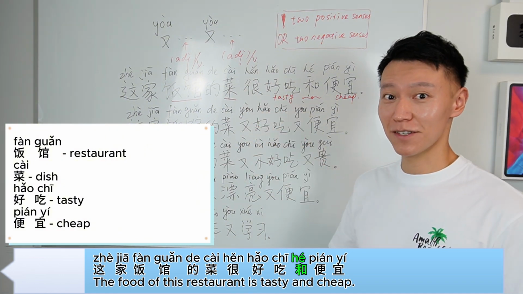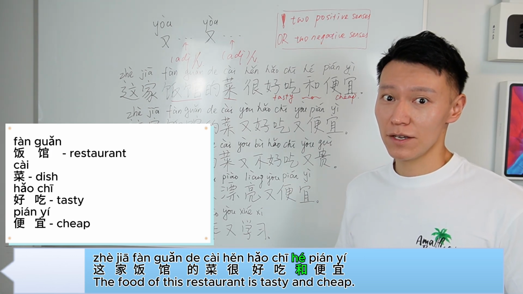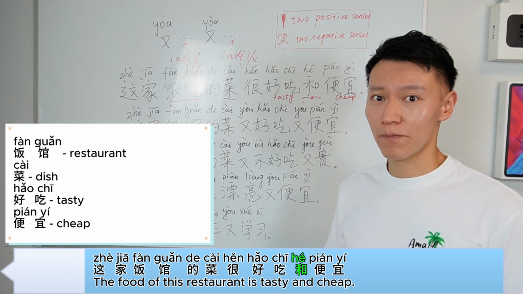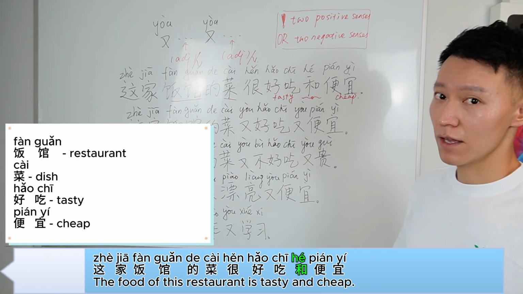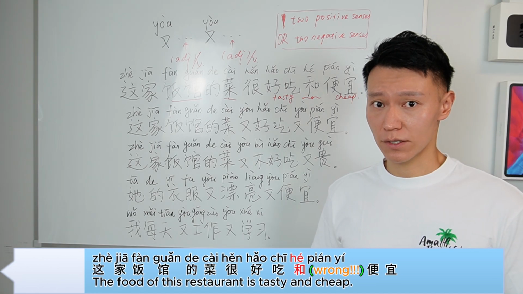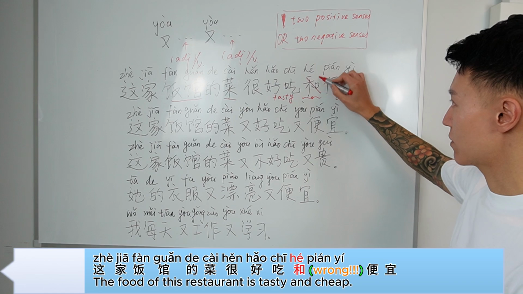But this sentence is incorrect. I mean grammatically incorrect. If you talk with people in this way, I think they would understand you. But if you are going to write an exam, then this sentence is unacceptable, because we never use 和 to connect two adjectives. So be careful. This sentence is incorrect.